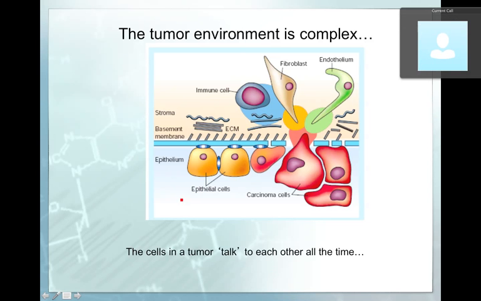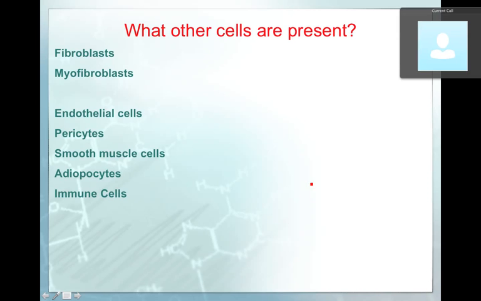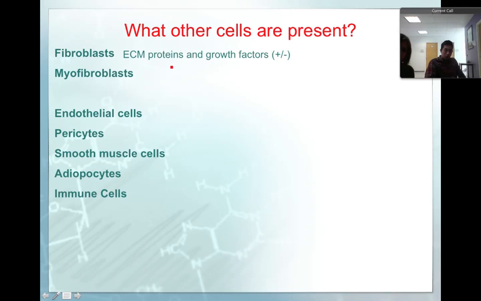Okay. So the cells in a tumor talk to each other all the time. So here's a list of the other cells present. The fibroblasts. They make extracellular matrix proteins. They produce growth factors, such as fibroblast growth factor, or FGF.